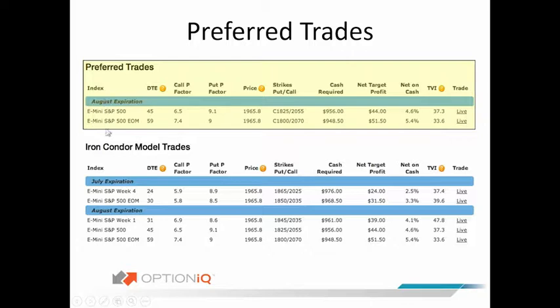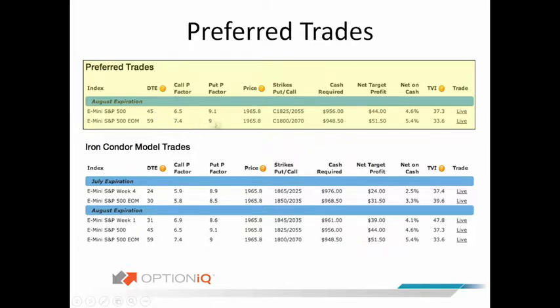So right now there's 2 preferred trades. One has 45 days until it ends, and one has 59. These are both trades for the month of August, and they both have a certain amount of time remaining. Now, that is what we're going to be able to select from.